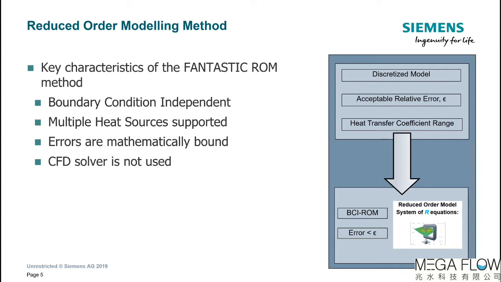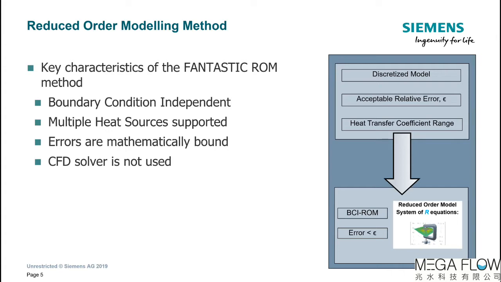We go through an extraction process, and the output is a reduced order model that is boundary condition independent within that heat transfer coefficient range that was nominated. Some of the key characteristics of this FANTASTIC ROM method: number one is that it's boundary condition independent. You can place this reduced order model in any thermal environment downstream, provided it's within the heat transfer coefficient range that was nominated as the input, and you will maintain predictive accuracy in space and time.